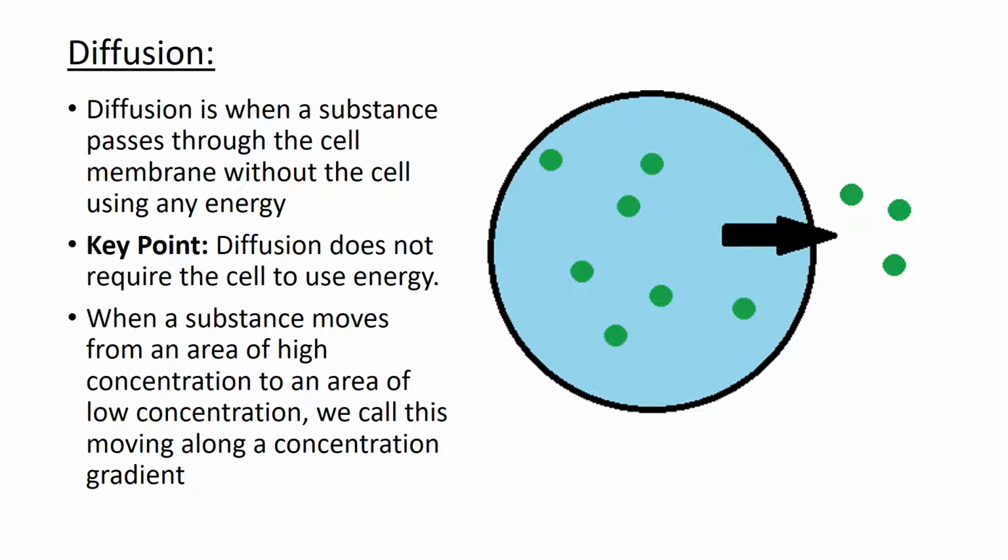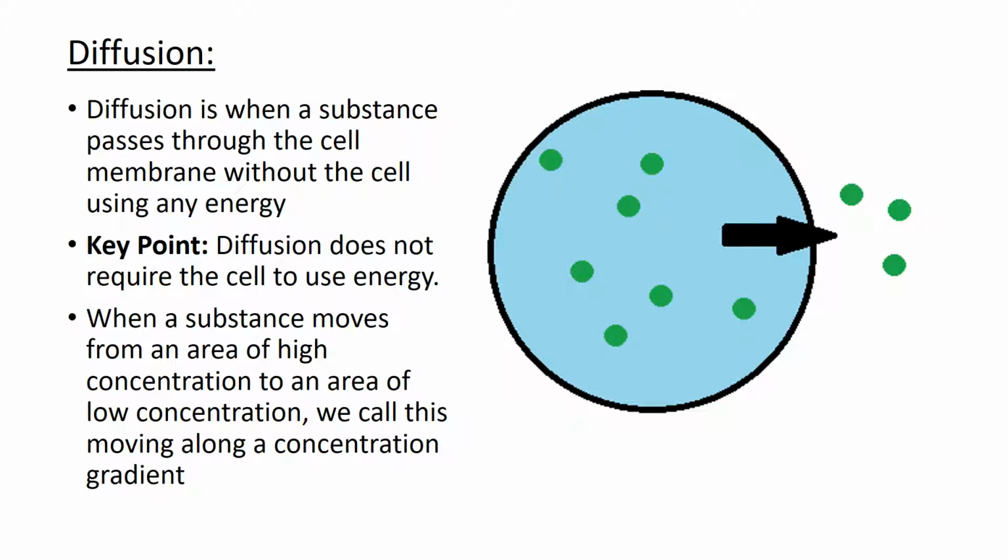We need to learn about types of movement through cell membranes. There's only two types we'll talk about. And the first is diffusion. Diffusion is when a substance passes through the cell membrane without the cell using any energy. And that's a key point. Diffusion does not require the cell to use energy.